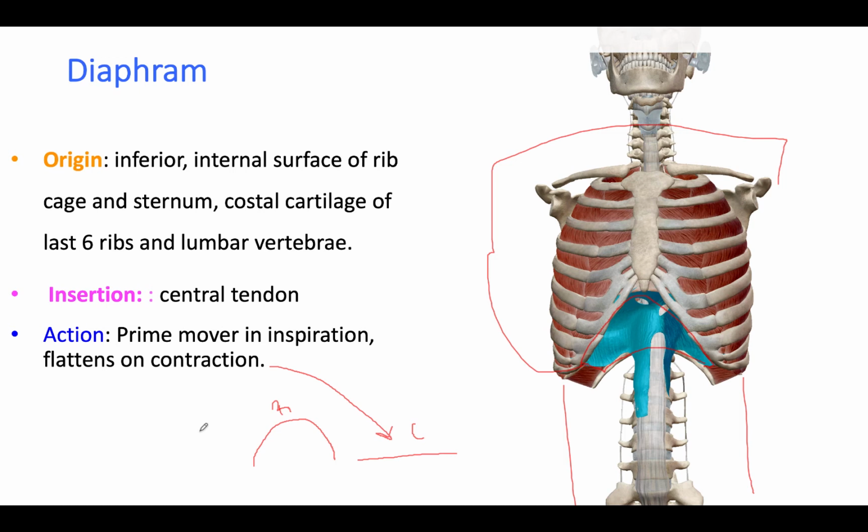Either way, there's a couple of origins. The origin for the diaphragm is the inferior internal surface of the entire rib cage and sternum, the costal cartilage. So this cartilage, right, of the last 6 ribs, as well as the lumbar vertebrae. It's a big muscle, so it's going to have to line and originate at quite a few places, and then it's going to insert at this large central tendon here. This is a tendon here in white.